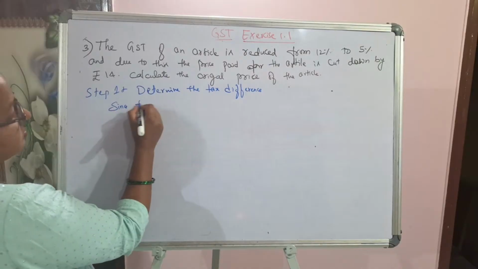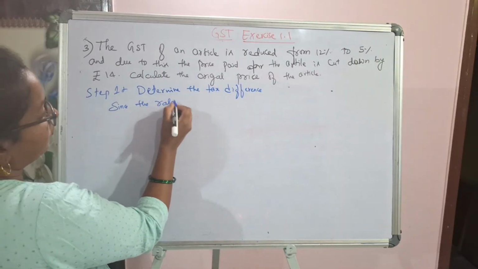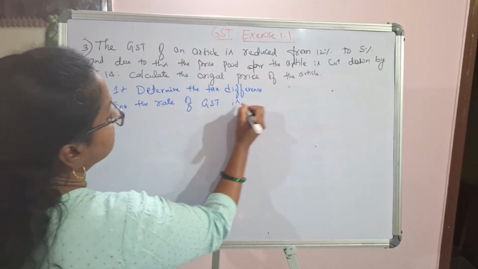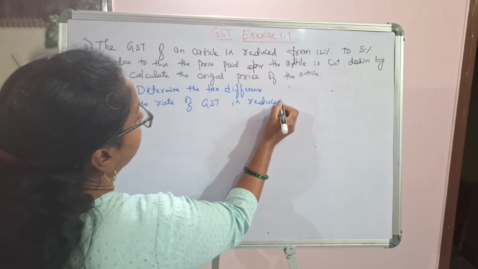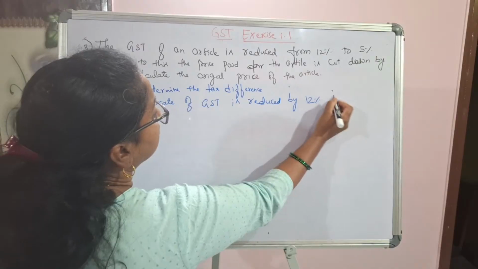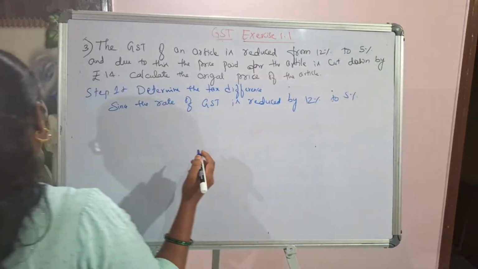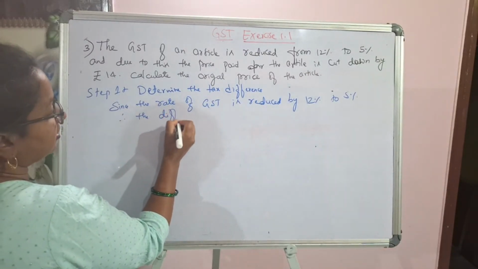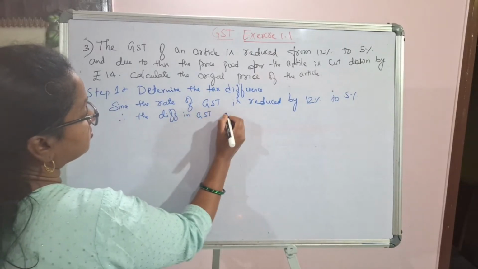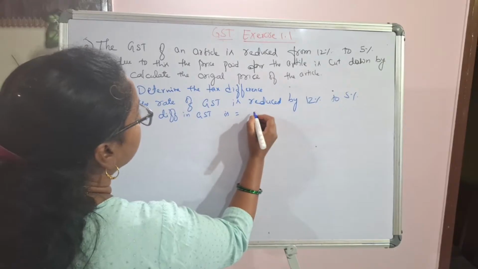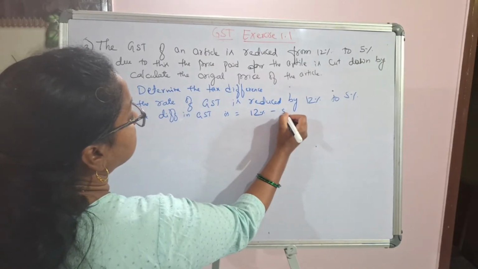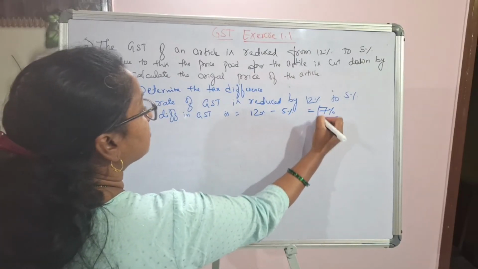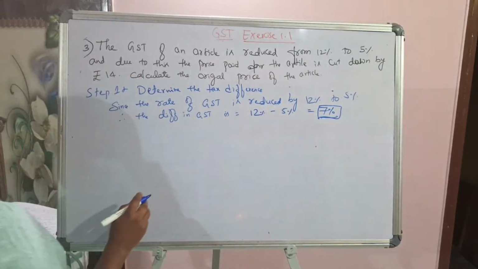Since the rate of GST is reduced from 12% to 5%, therefore the difference in GST is equal to 12% minus 5%, which is equal to 7%. 7% is the difference in GST.